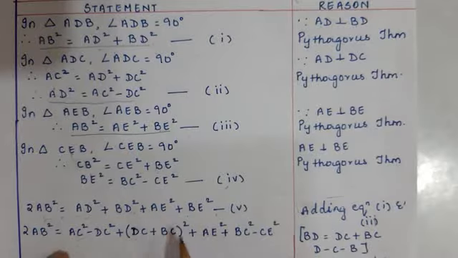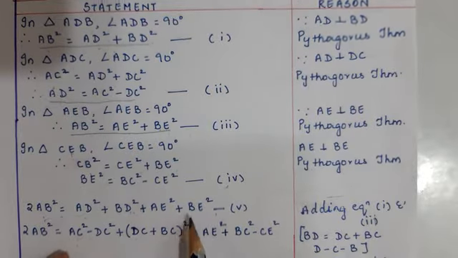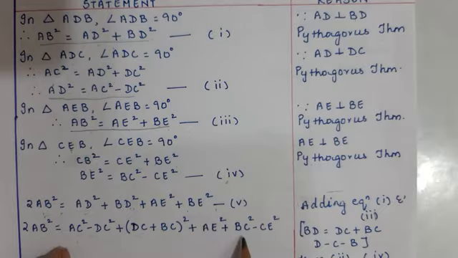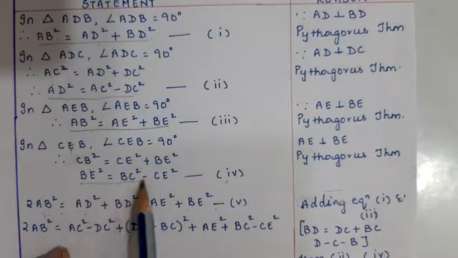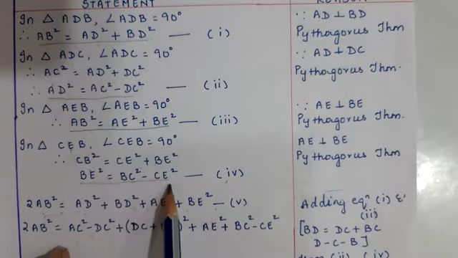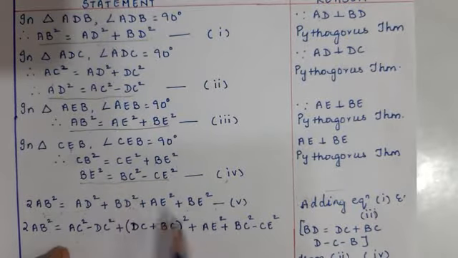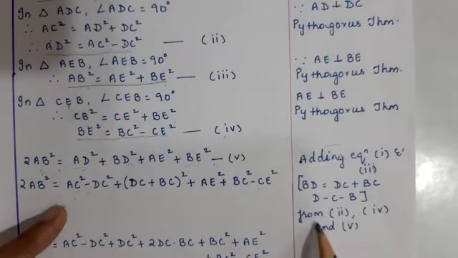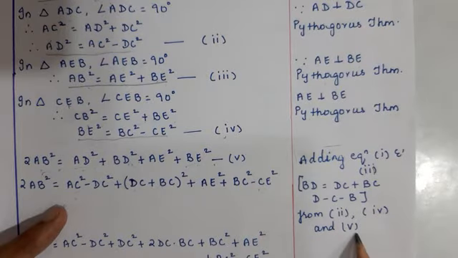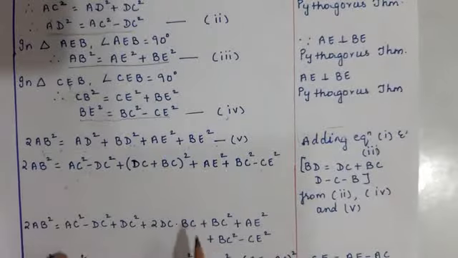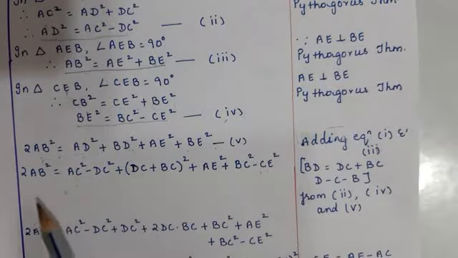Now AE square is as it is and I replaced BE square by BC square minus CE square, because here we have BE square as BC square minus CE square. So you can give the equations. You can mention here that from 2, 4 and 5, and also mention BD is DC plus BC. Now let us see further what we get.